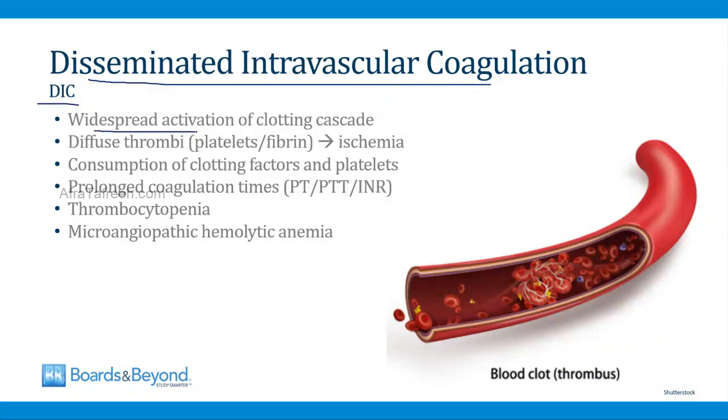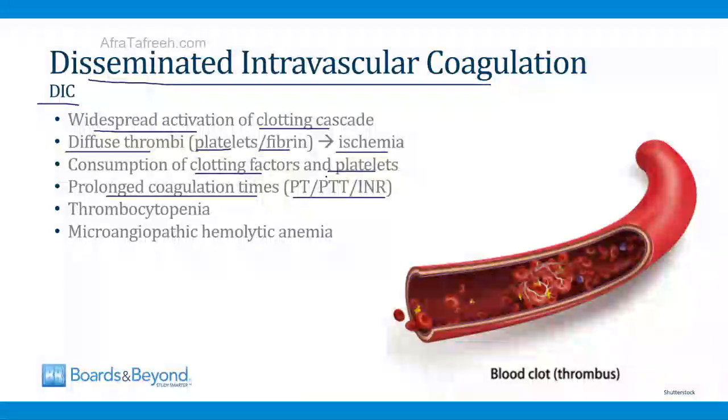Okay, next let's talk about disseminated intravascular coagulation, or DIC. In DIC, there's widespread activation of the clotting cascade, and this leads to the diffuse formation of thrombi in vessels throughout the body. These thrombi involve platelets and fibrin, and when they form, they lead to ischemia. Because of the widespread formation of thrombi, there's consumption of clotting factors and platelets. So consumption of clotting factors leads to prolongation of the coagulation times, like the PT, PTT, and INR, and consumption of platelets leads to thrombocytopenia. And then finally, thrombi in small blood vessels leads to microangiopathic hemolytic anemia in DIC, the same way this occurs from thrombi in small blood vessels in TTP and HUS.